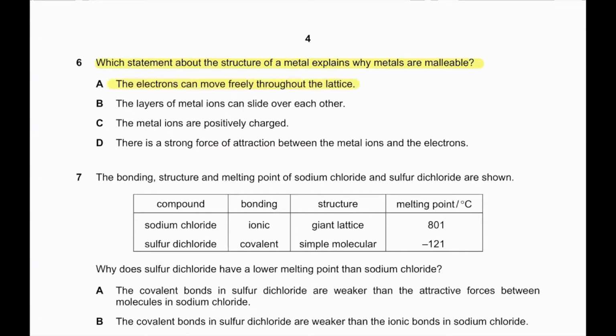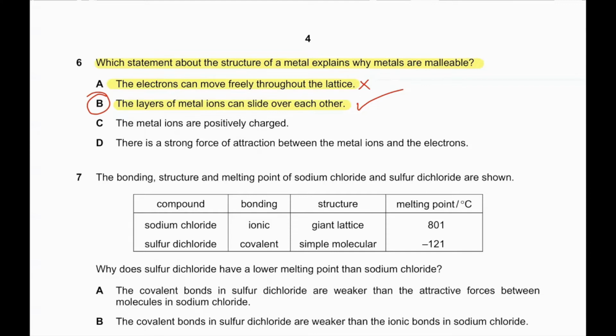All right, now the movement of electrons only explains why it can conduct electricity. So A is wrong. The layer of metal ions can slide over each other. Yes, exactly. The layers of metal ions can slide over each other without breaking, which is the main reason why metals are malleable. The delocalized electron has a very important part to play in it. However, it is the metal ions that can slide past each other, which is why they are malleable.